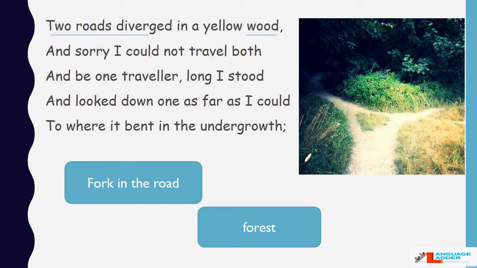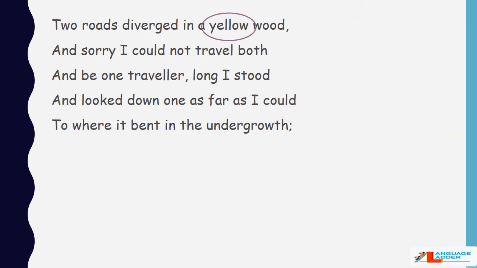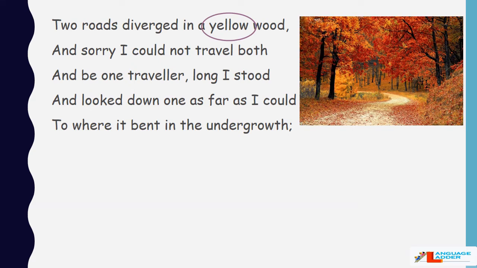So why do you think he uses the word yellow to describe the forest? Let's look at this picture. Can you guess why the word yellow is in this line? Perhaps the word yellow suggests the onset of autumn, when the leaves change colors and they either look yellow, orange or rust.